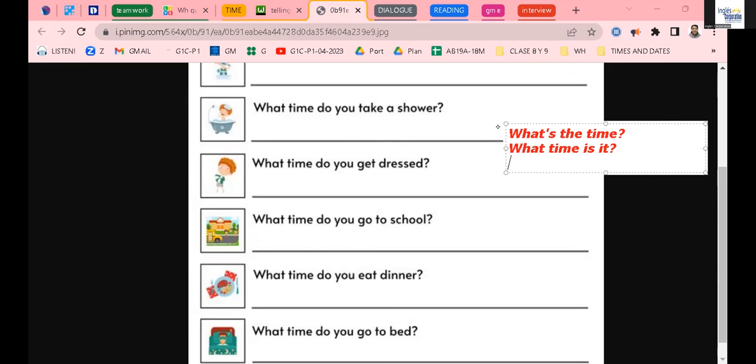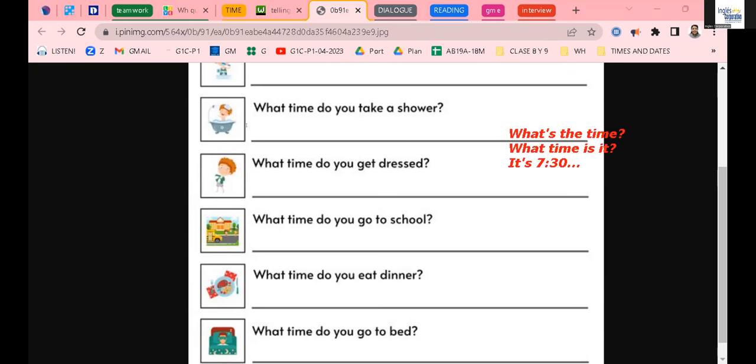Okay, acá nos están preguntando qué hora es. What's the time? What time is it? Entonces acá contestamos it's 7:30, for example. Pero acá nos están preguntando, what time do you take a shower? ¿A qué horas te bañas? I take a shower at, me baño a las, and you mention the time. Pero acá ya no es necesario contestar it's, porque no es la hora que nos están preguntando, sino la hora que hacemos una actividad. Voy a decirle qué hora es ahorita: son las 9:40, it's 9:40. Entonces ahí ya no es necesario que utilicemos el it's en ese caso.